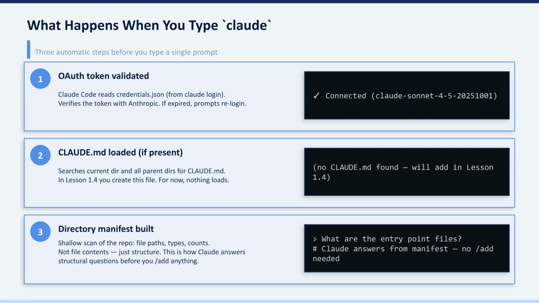When you type Claude, 3 steps occur. First, your OAuth token is validated, connecting you to Anthropic's model. Second, Claude searches for and loads a Claude.md file if present, which we'll use in Lesson 1.4. Third, a directory manifest is built, allowing Claude to answer structural questions without loading file contents, saving context space.